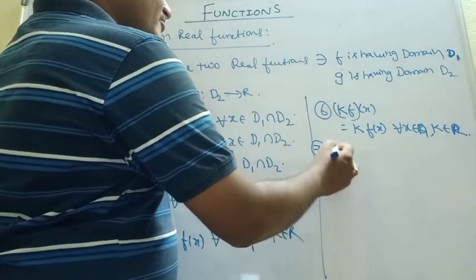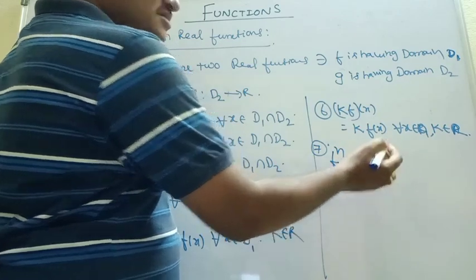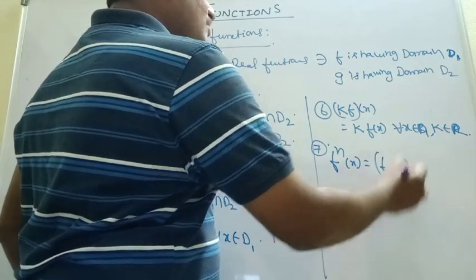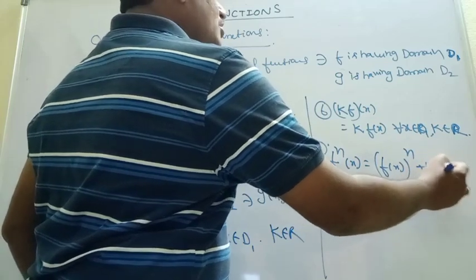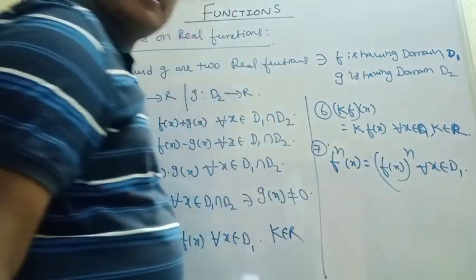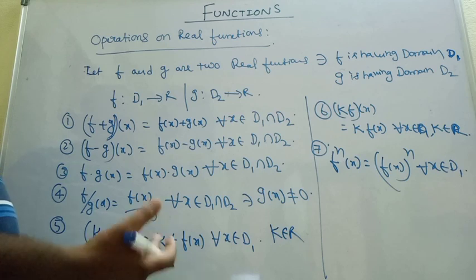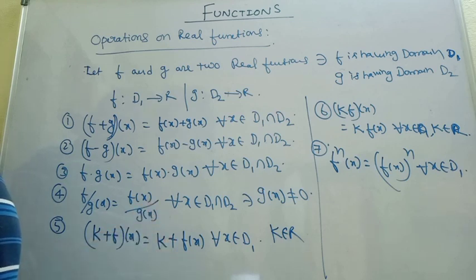Suppose we have f^n(x) equal to (f(x))^n for all x belonging to domain D1, like this. For all x belonging to domain D1, f^n(x) equals (f(x))^n.